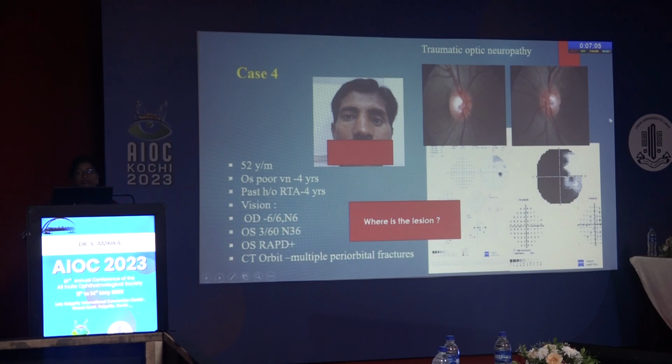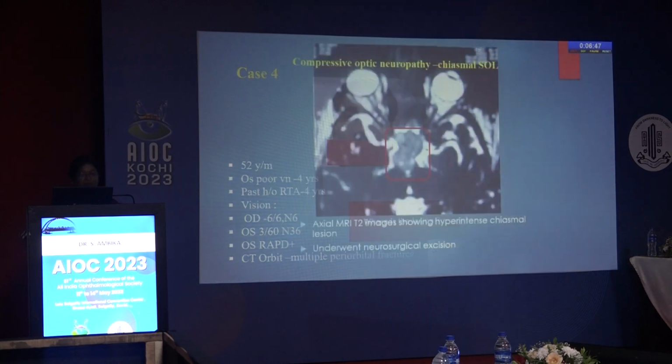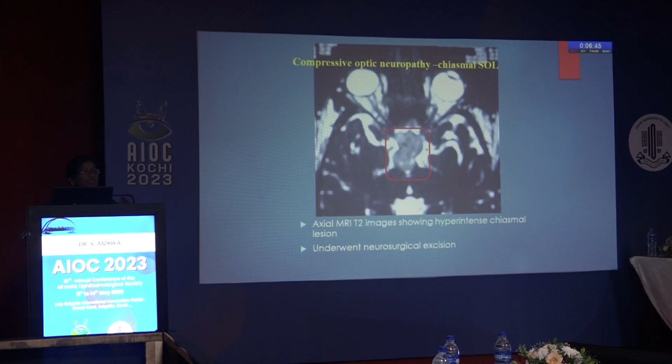So this is the disc that you see. Definitely this is not a left eye optic disc with a 4-year onset of traumatic neuropathy. It's still pink. So this is the field of the left eye and that of the right. So where do you think the lesion could be? The patient had only a CT orbit which showed multiple fractures. So we went ahead with an MRI and it showed a suprasellar lesion compressing the nerve as well as the chiasm, and that was the reason for his left eye vision loss.